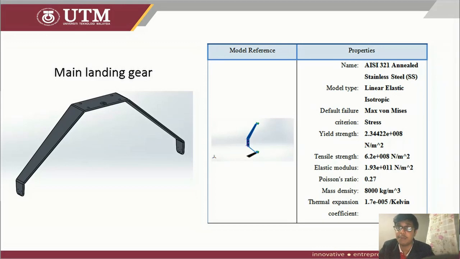The tensile strength will be 6.20 × 10^8 Newton per meter squared, and the elastic modulus will be 1.93 × 10^11. The Poisson ratio will be slightly lower, 0.28. The mass density will be 8,000 kilograms per cubic meter.